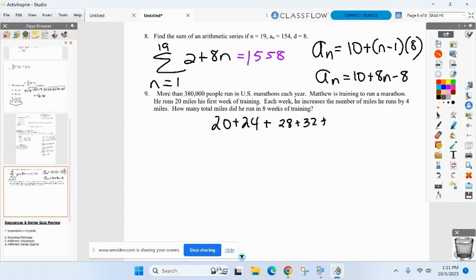32, 36, 40. What am I up to? 1, 2, 3, 4, 5, 6, 7, 8. It's 8 weeks. Now if I said 50 weeks, we'd have a different ball game, but if it just said 8 weeks, why not just do it out by hand here? Let's not waste our sigma time here. And what do we got? 272 miles of running. Yep.